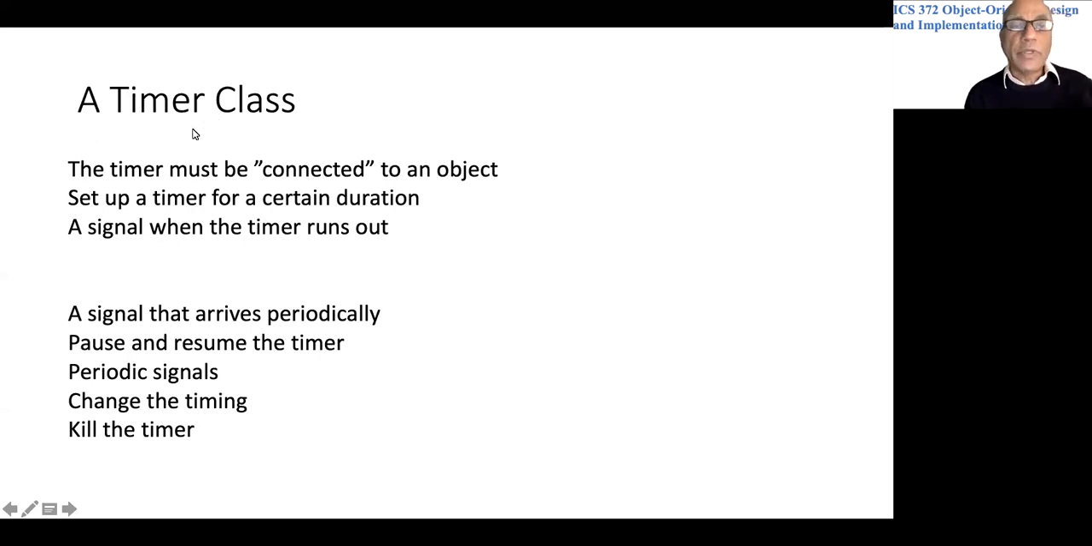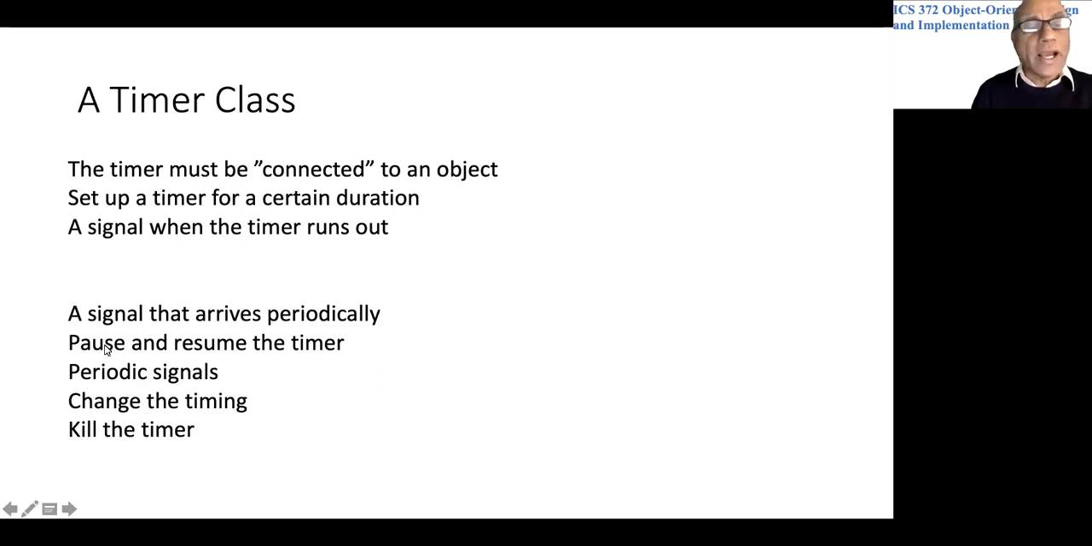And when we have a timer, there is an object that sets up the timer. So the timer and that object are connected. We set up a timer for a certain duration. And when the timer runs out, a signal has to be generated from the timer and sent to this object. On top of it, we might have a signal that arrives periodically. For example, when I set a timer on my phone, I see the timer ticking every second.